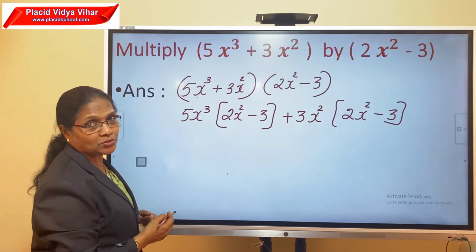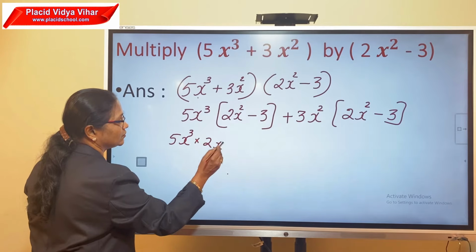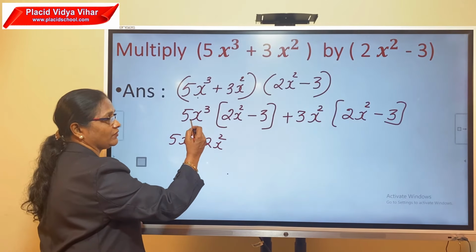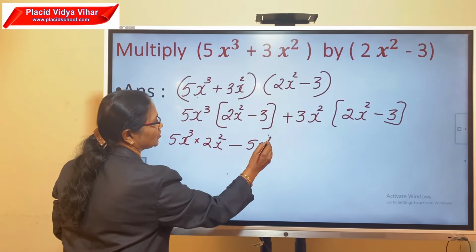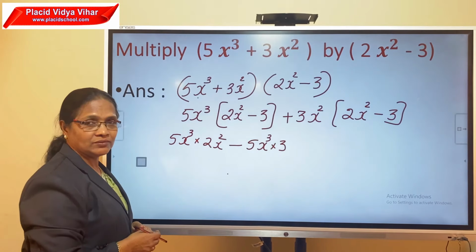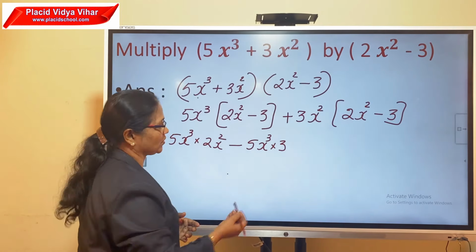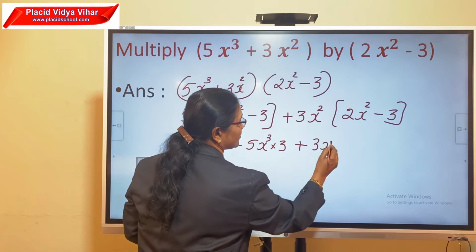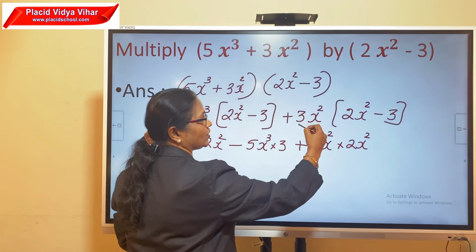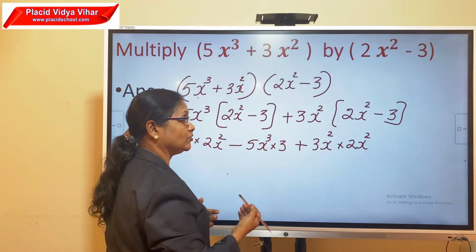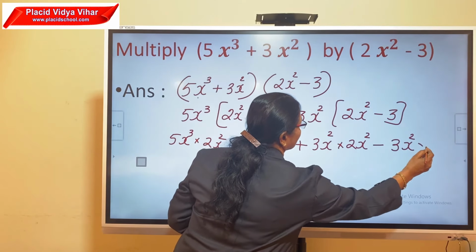5x cubed into 2x squared. Now 5x cubed into negative 3, we can give negative 5x cubed into 3. Now plus positive 3x squared into 2x squared, and again 3 into negative 3 becomes negative 9. You know that the term becomes negative: negative 3x squared into 3.